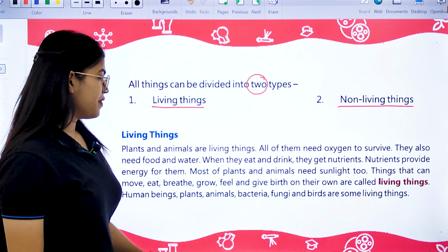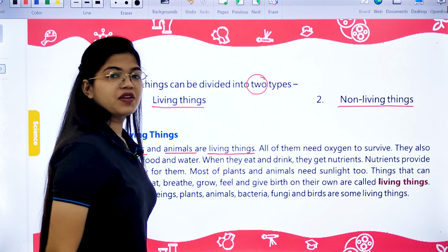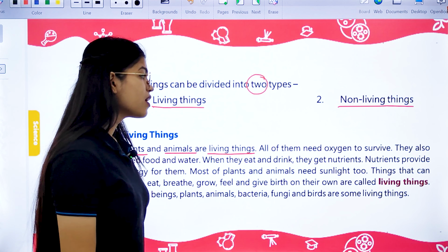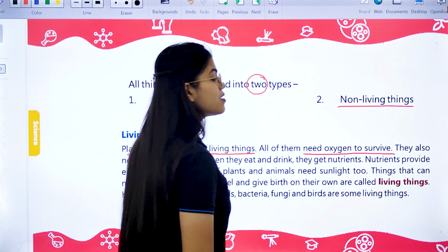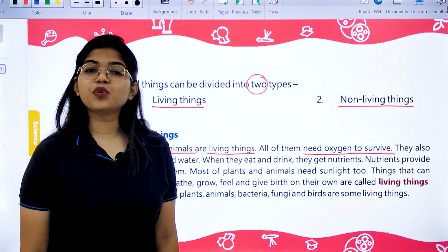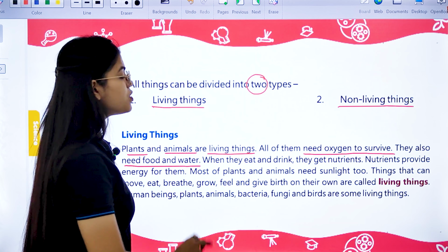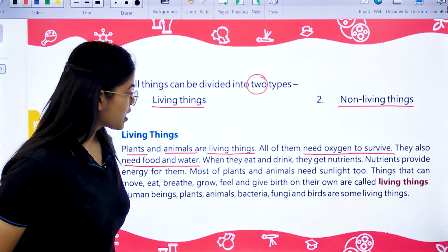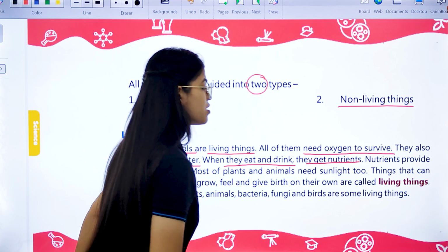First of all, we have living things. Plants and animals are the living things. All the plants, all the animals are the living things. Why? Because first of all, they need oxygen to survive, to breathe. Also, they need food and water to grow. Then, when they eat and drink, they get nutrients.